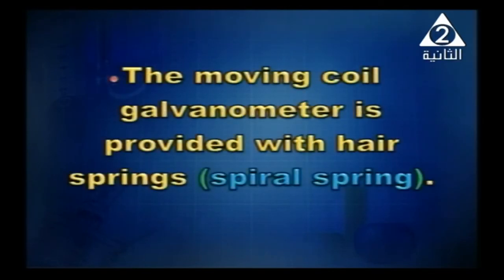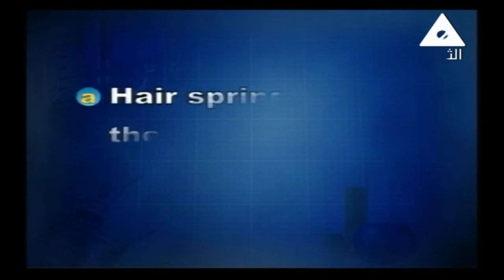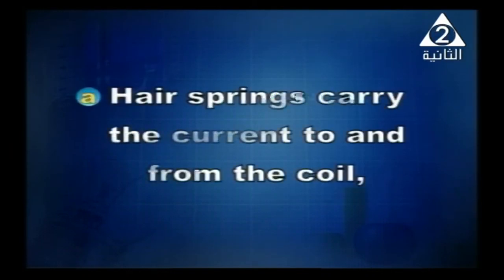Another give reason: the moving coil galvanometer is provided with hair springs. It is provided with spiral springs or spiral coils. Once again, let me say it, give reason for: the moving coil galvanometer is provided with hair springs. Actually, it asks for the function of hair springs. Hair springs carry the current to and from the coil.